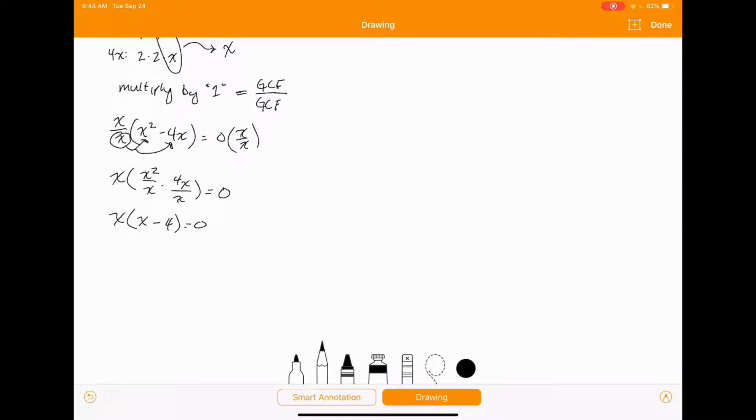So now we have it in a form where it's separated into two parts. So you can go ahead and set both parts equal to 0. So x equals 0, x minus 4 equals 0. Add 4 to both sides, x equals 4. So x equals 0 and 4. All right.